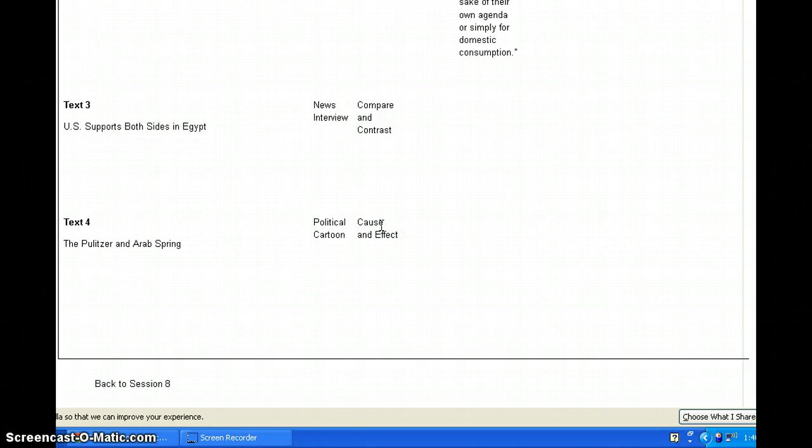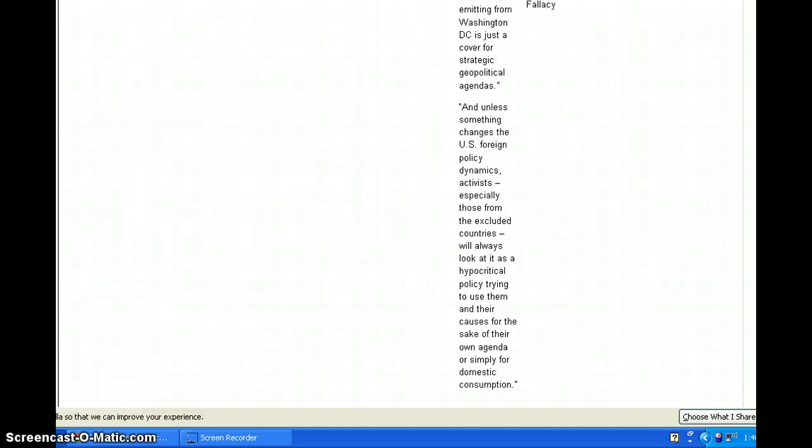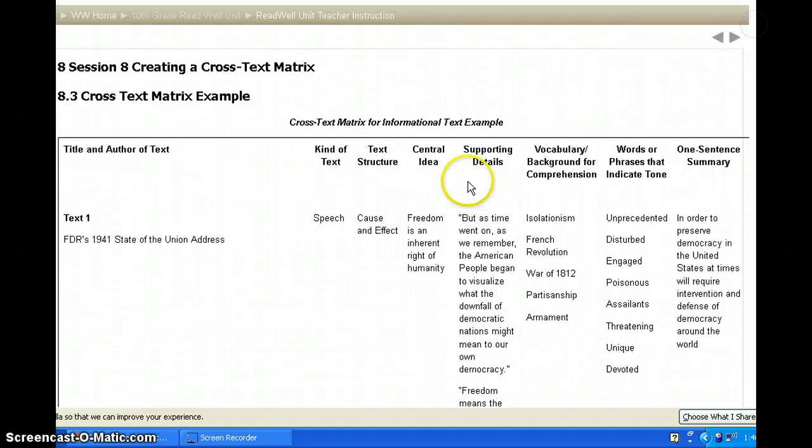What you need to do is go to the submission button on the lesson on this page, and you need to identify for text 3 and text 4, the central idea, the supporting details, the vocabulary or background for comprehension, and those should be available from your digital text notes for text 3, words or phrases that indicate tone, and a one-sentence summary.